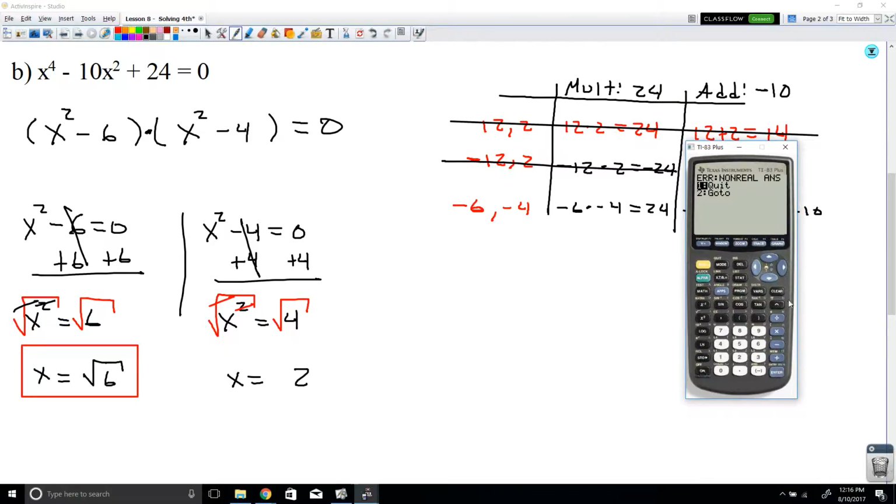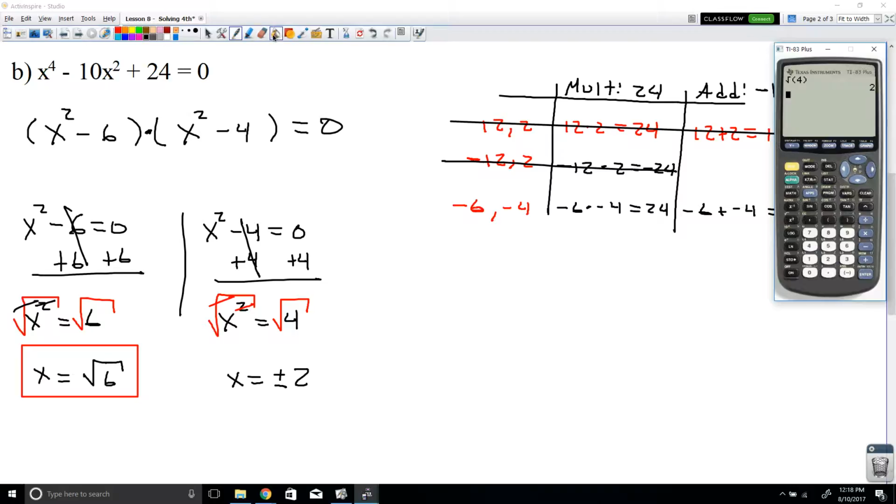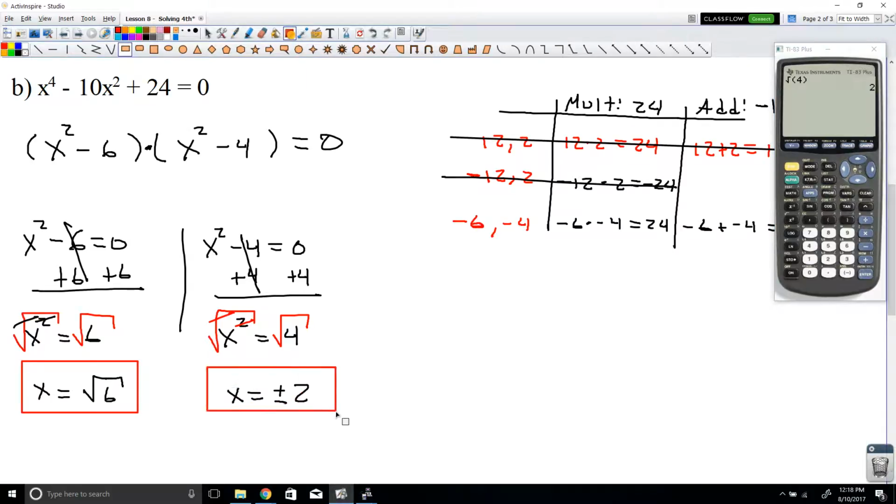Let me convince you. Go to your calculator. The square root of 4 is equal to 2. So you might just say that my answer is just 2. But notice that when you're solving for a variable, if your last step is to take the square root, you have a plus or minus 2. So we have two solutions here.